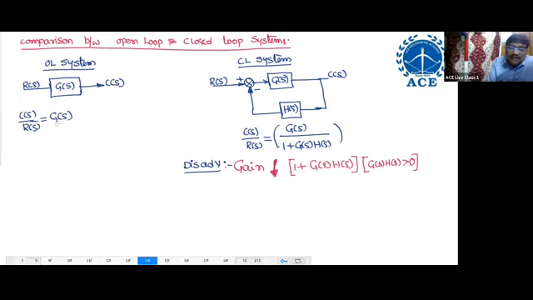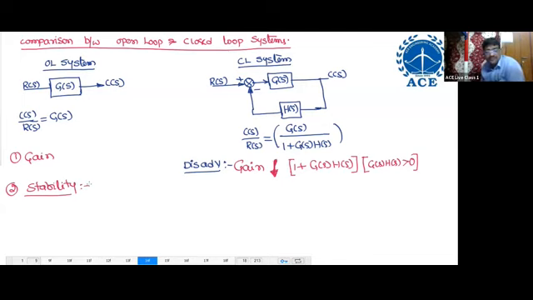Open loop system gain is only G of S; closed loop gain is reduced. So the first comparison is gain of the system. The second comparison is stability. Which is more stable, open loop or closed loop?